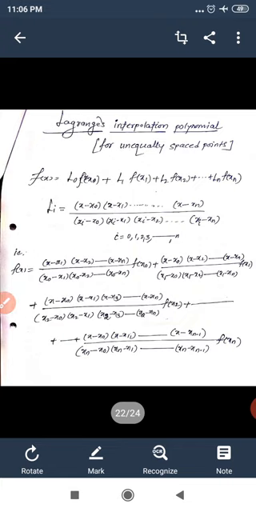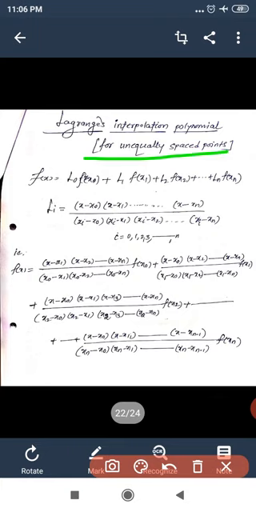Now the next interpolation formula is the Lagrange interpolation formula. This formula is useful for unequally spaced points. Newton forward formula and Newton backward formula are useful for equally spaced values, and this Lagrange interpolation formula is applicable for unequally spaced values. For example, unequally spaced means 1, 3, 4, 6, 7 like this. The length of the interval will not be the same.